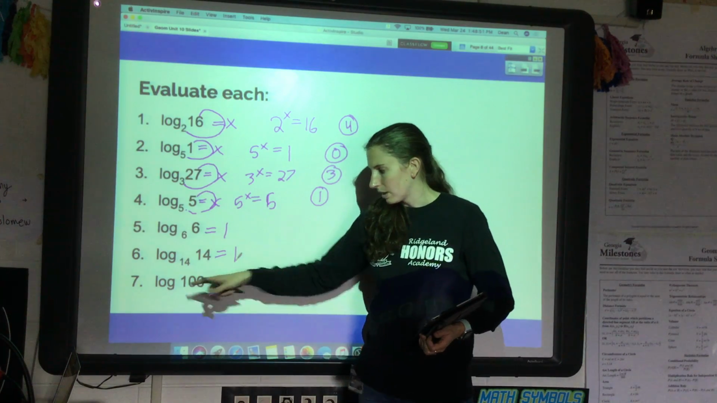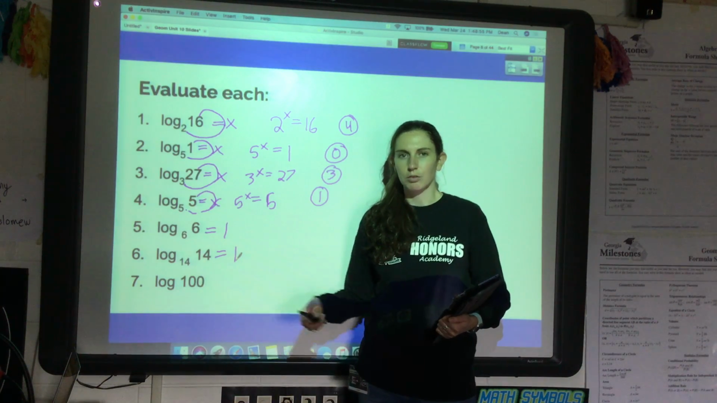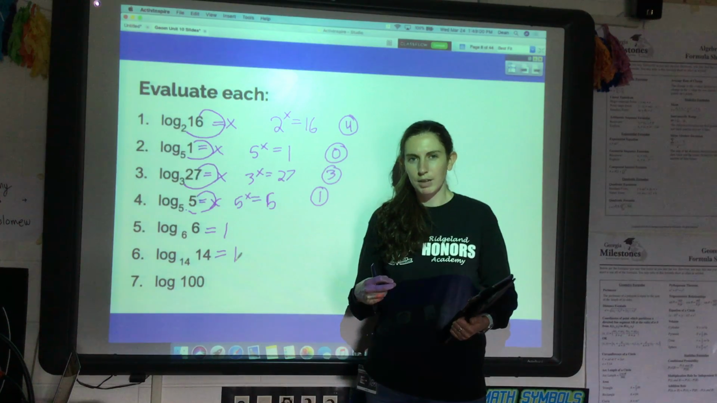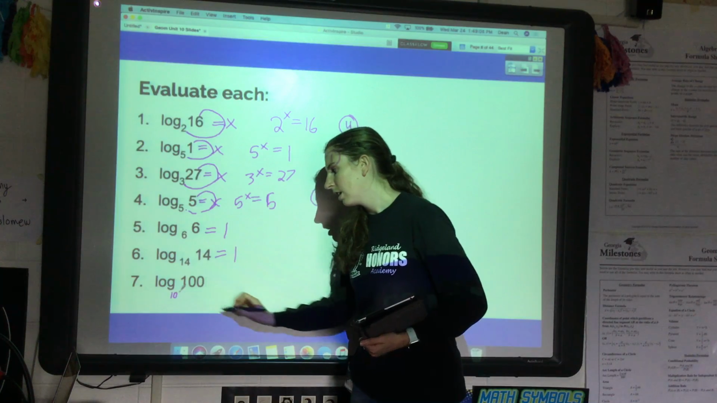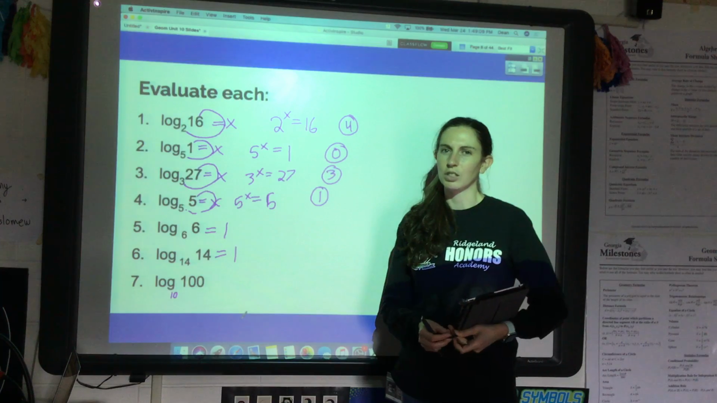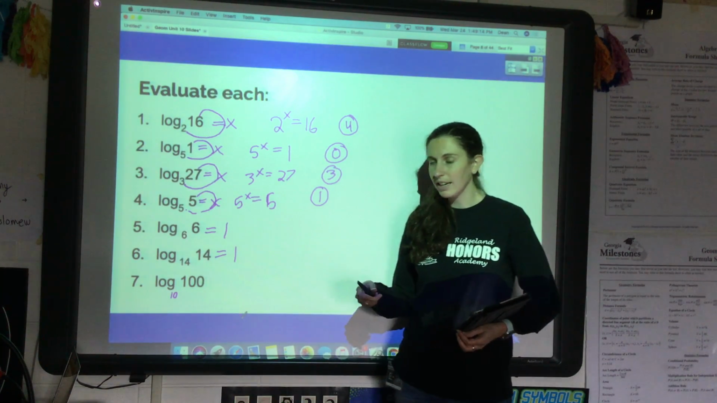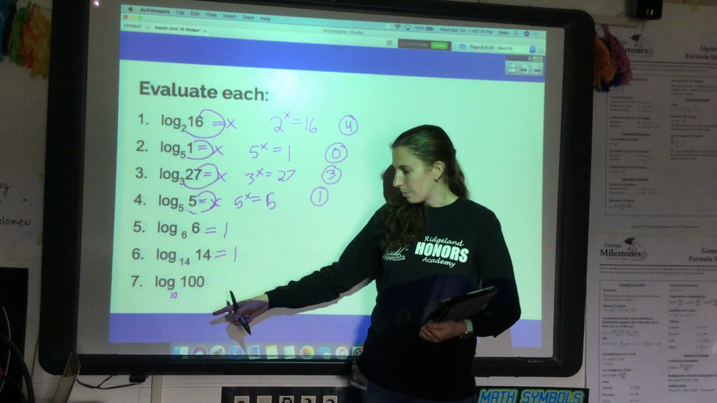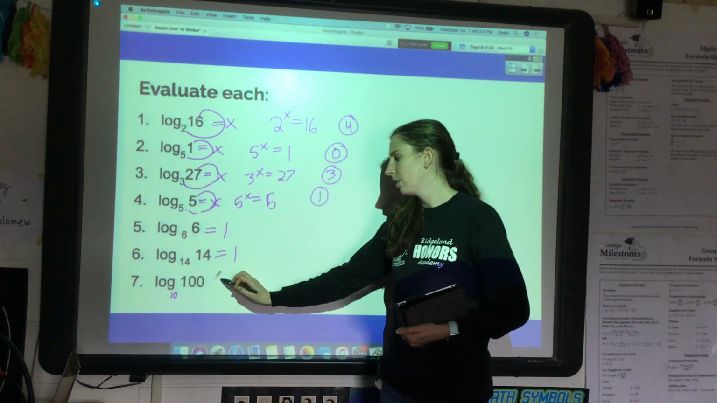And what about this one? Notice on this one, there actually is not a base written. It just says log of 100. If there's not a base written, it's understood to be a 10. Log base 10 is very useful, especially in fields like engineering. Engineers use this all the time. But if anything is not written there, it's understood to be base 10. So this is asking 10 to what power gives you 100, which would be 2.